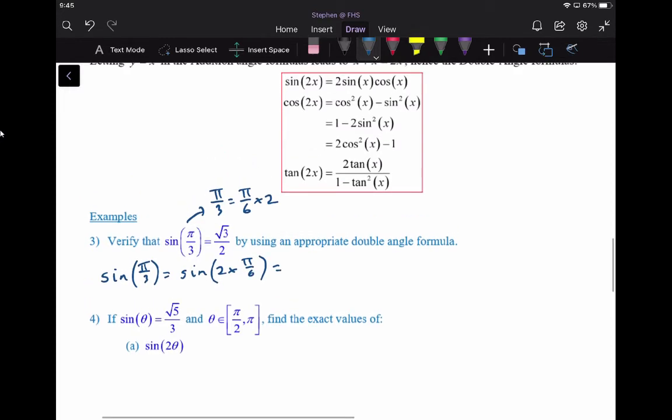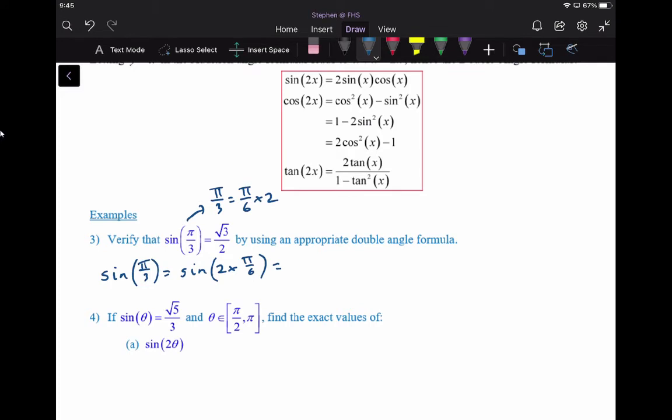And the double angle formula for sine is 2 sine times cos. So that's 2 sine pi on 6 cos of pi on 6 as well. So that's 2 times sine of pi on 6, which is a half. Cos of pi on 6 is root 3 on 2. 2 and a half cancel out to get 1. So you end up with root 3 on 2. Done. We have verified it. Hashtag QED. That is it. That's the verification that sine of pi on 3 is certainly root 3 on 2 via using a double angle formula.